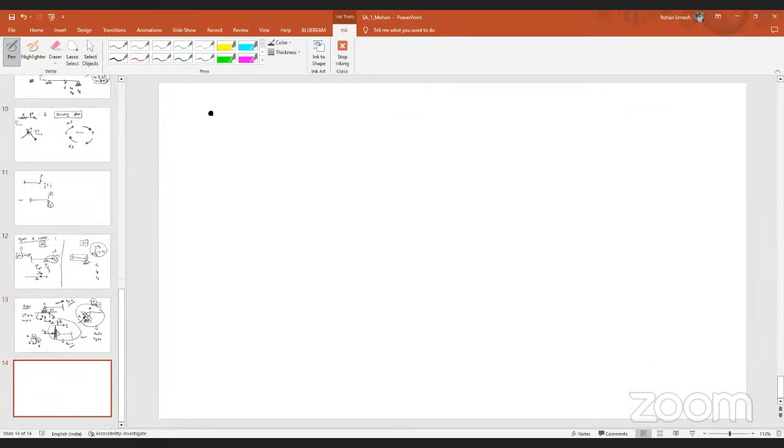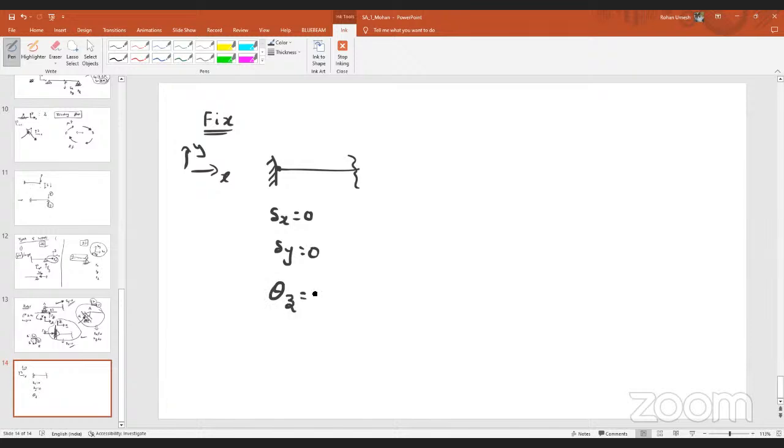Similarly, let us say we are talking about a fixed support. The name itself we can understand, isn't it? Fixed support means it won't allow any type of deformation. It won't allow translation, and it won't allow any rotation. So if it is a fixed support, I can say at that point delta x is equal to 0. If these are my planes, delta y is equal to 0, and also it won't allow any rotation. Theta z is equal to 0.